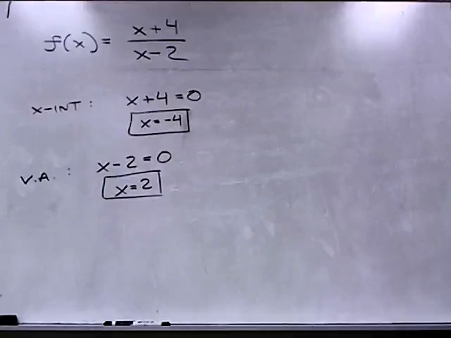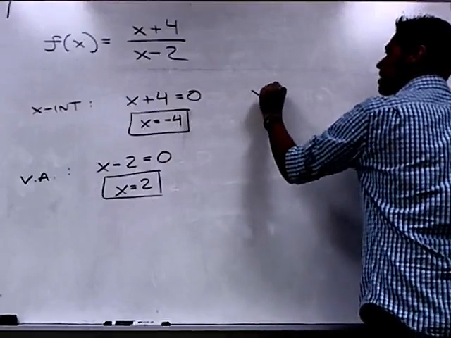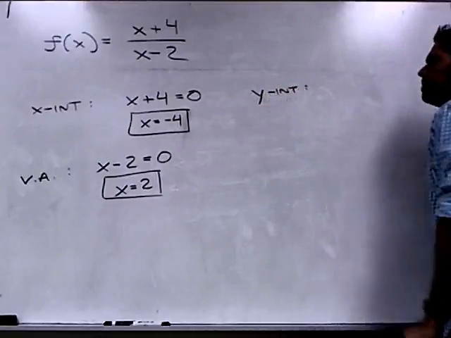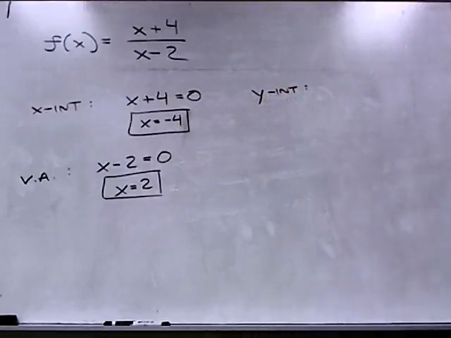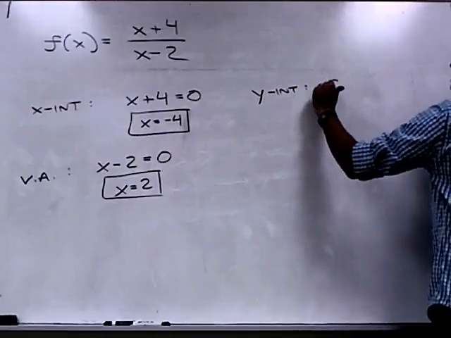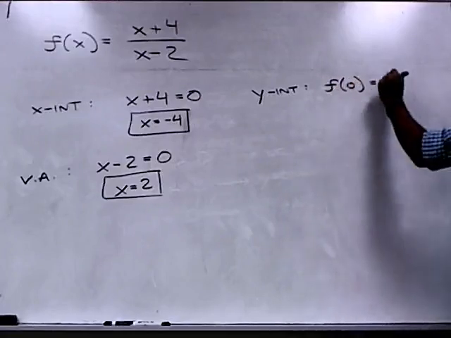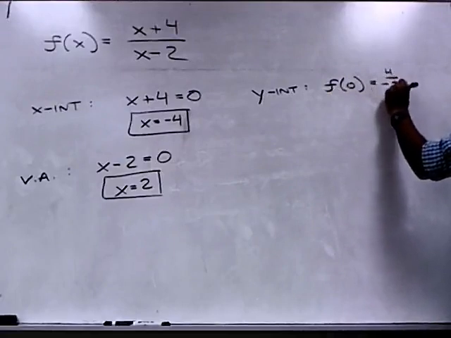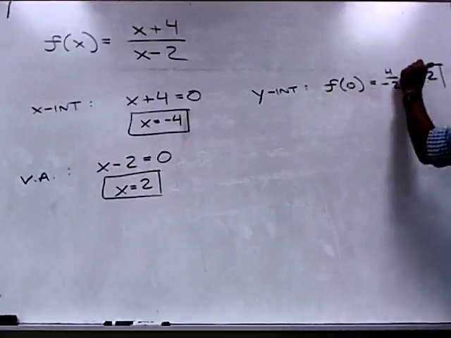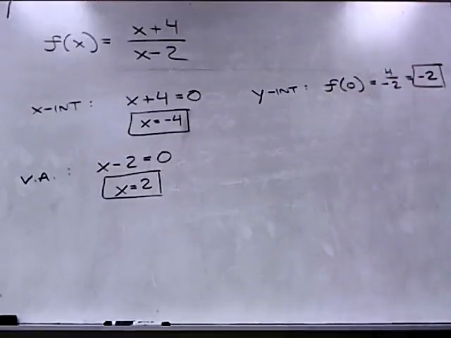Next, the next thing I said we can find is the y-intercept. How do we find the y-intercept? Plug 0 into the function. What do we have? 4 over negative 2, that was negative 2, wasn't it? Do we have any questions up to this point?